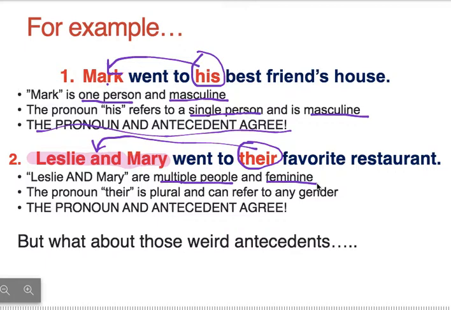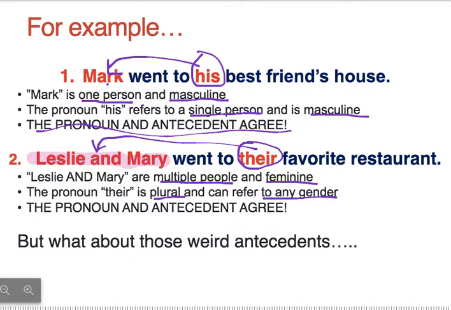We have 2 females. The pronoun there is plural, which is good because Leslie and Mary are multiple people, so it agrees in number. And there can refer to any gender, male or female. So that means that it agrees in gender because it can also refer to a feminine pronoun or antecedent. That means that the pronoun and the antecedent agree. They agree in number, multiple people, and there is plural, and they agree in gender. Leslie and Mary are feminine, and there can be any gender.